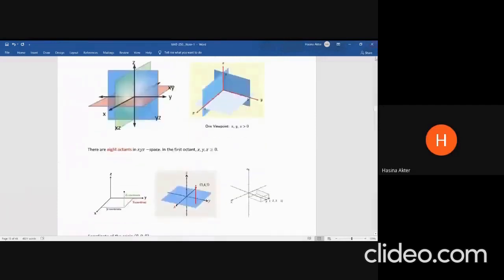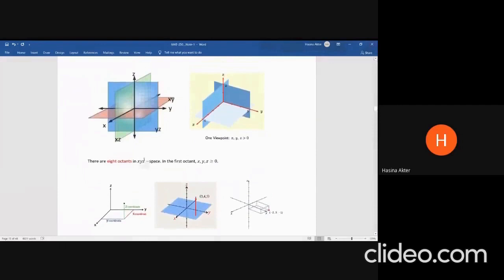So let's continue. Next portion is here. There are 8 octants in the XYZ space. In the first octant, everything will be positive. X, Y, Z are 0 at the origin. X and Y are 0 on the Z axis. Y and Z are 0 on the X axis. And X and Z are 0 on the Y axis. Did you follow me?